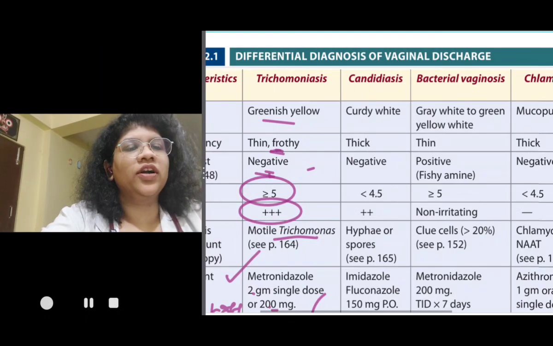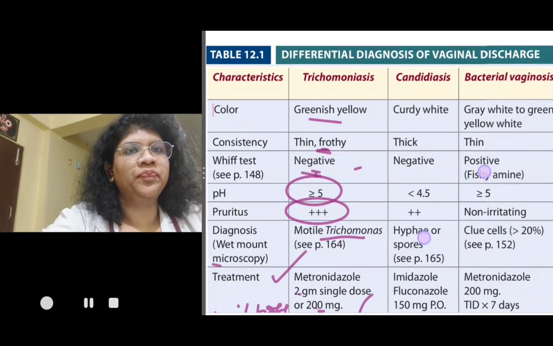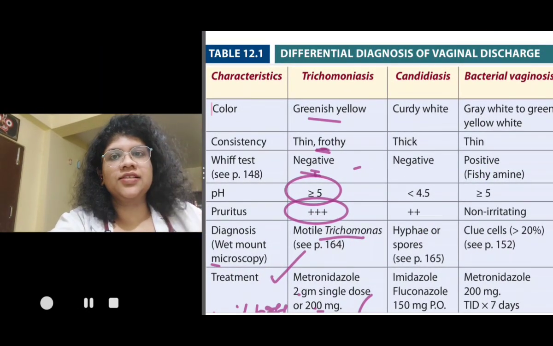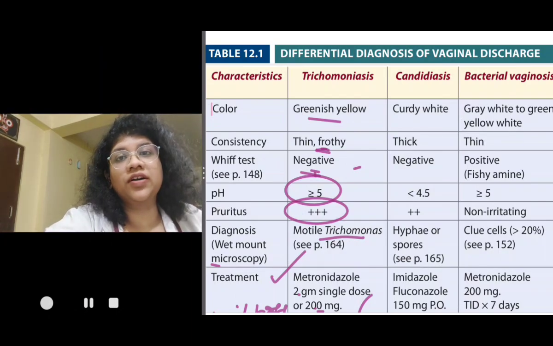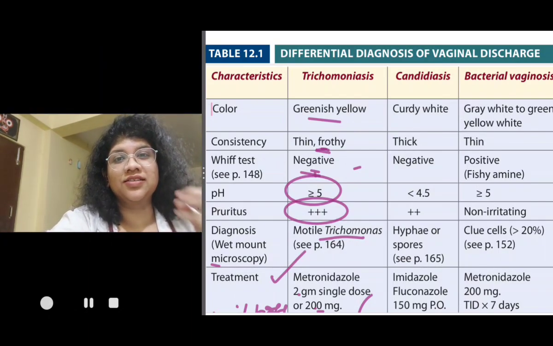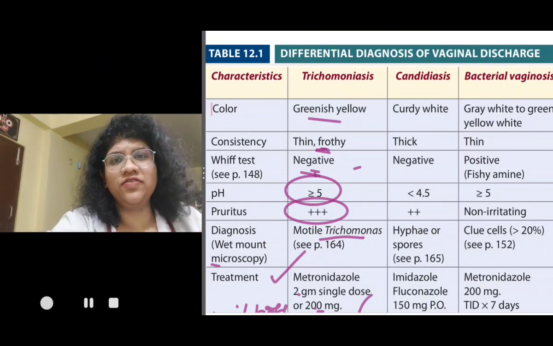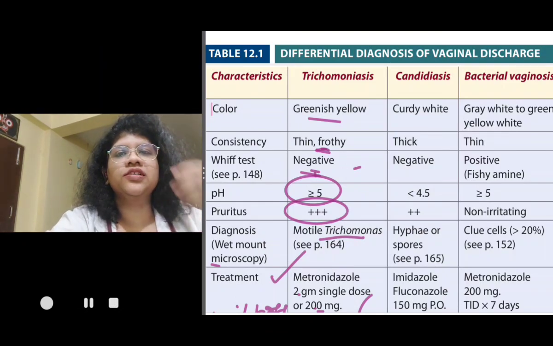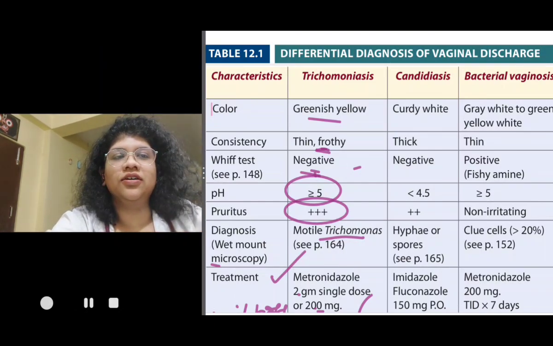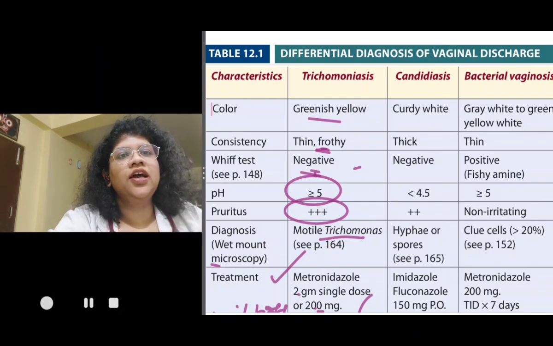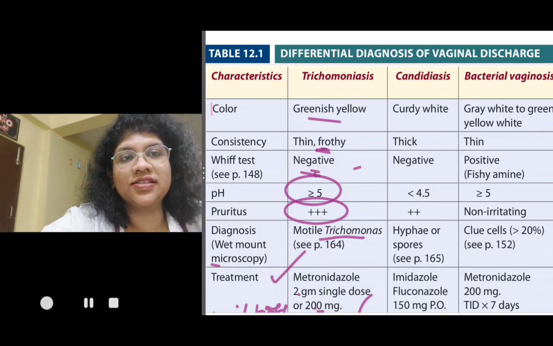Now let's try to understand candidiasis. C for candidiasis, C for curdy white. Okay, so it's a fungal infection and it will look curdy white. The consistency will be thick curdy-like discharge, and it's very characteristic. The moment you put in a Sim's speculum and see thick discharge, you will definitely know it's candidiasis, and once you see it, you will never forget. And the consistency I told you already, it's thick. The whiff test will also show negative.